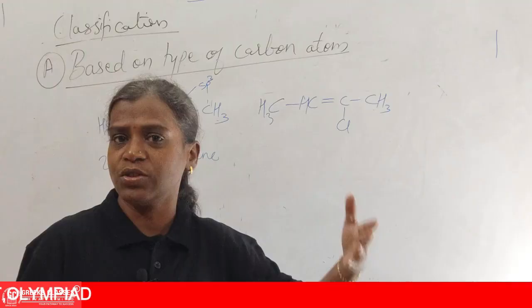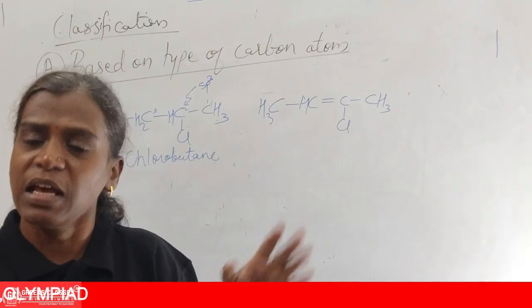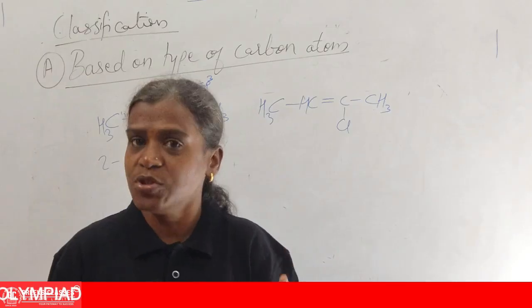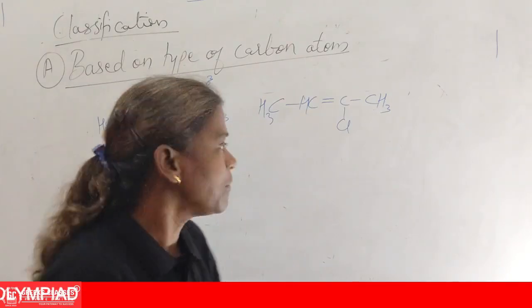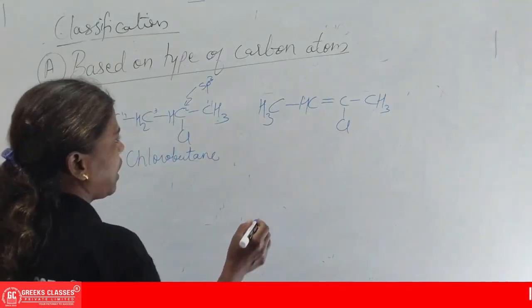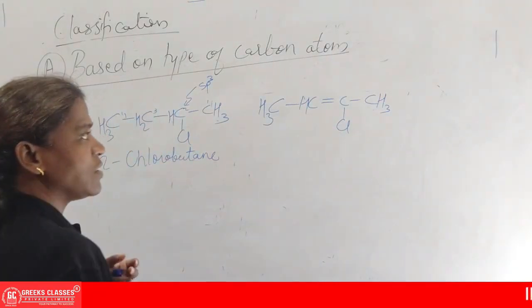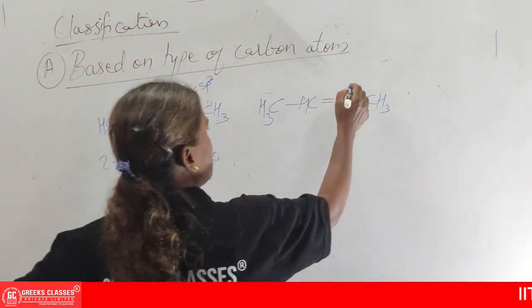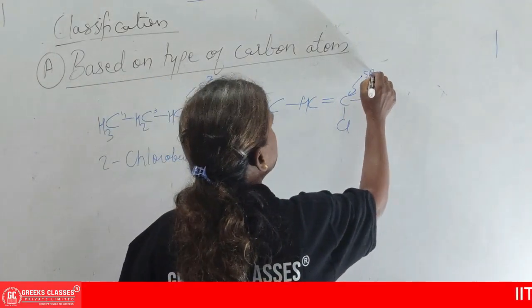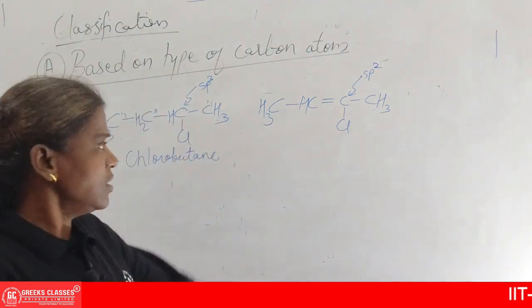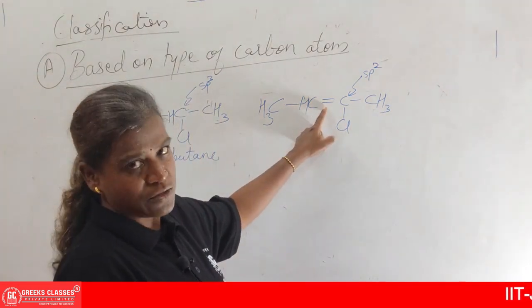You never know, the question can be framed on classification or nomenclature, or sometimes in MCQs. So here we can see the carbon-carbon double bonded system is having a chloro group attached to it. So this carbon is now sp2 hybridized, meaning it is having a double bond, planar system.